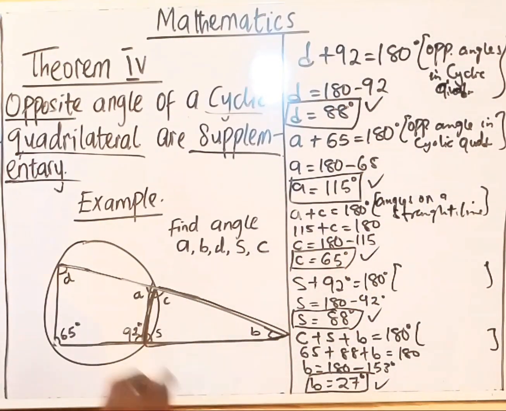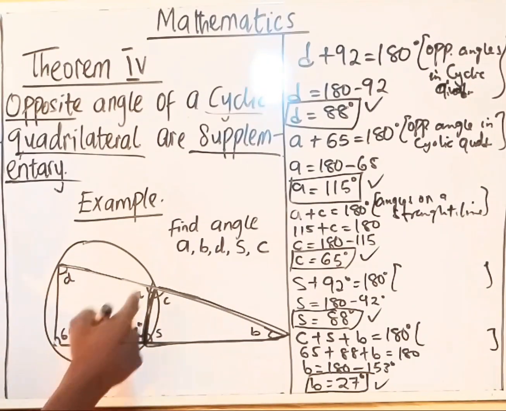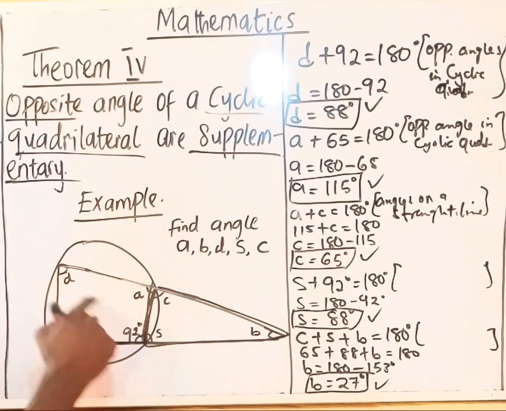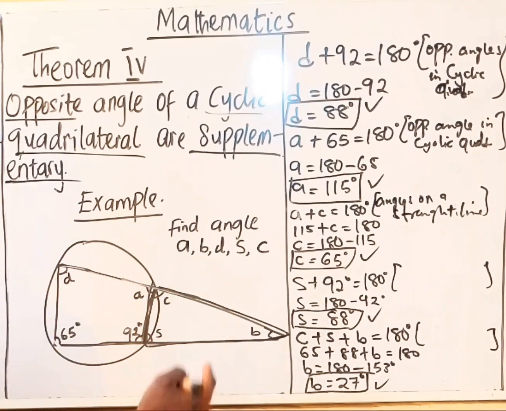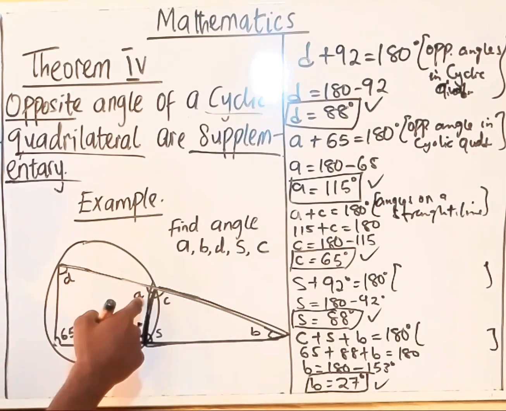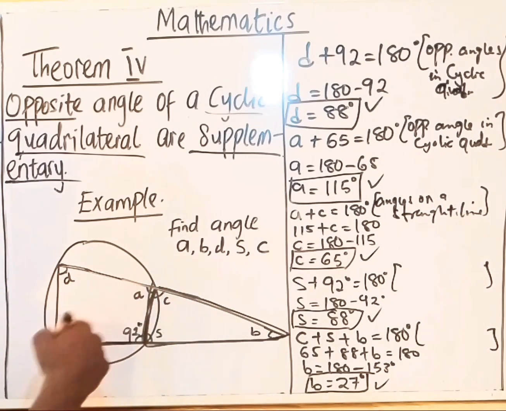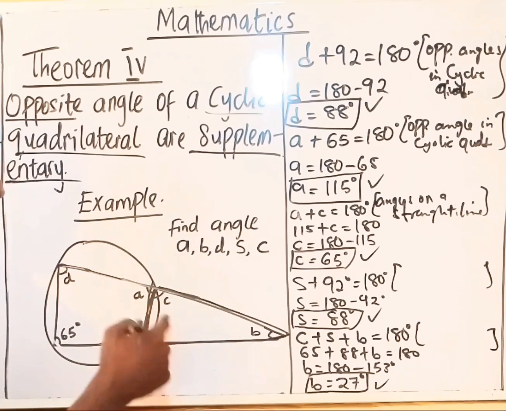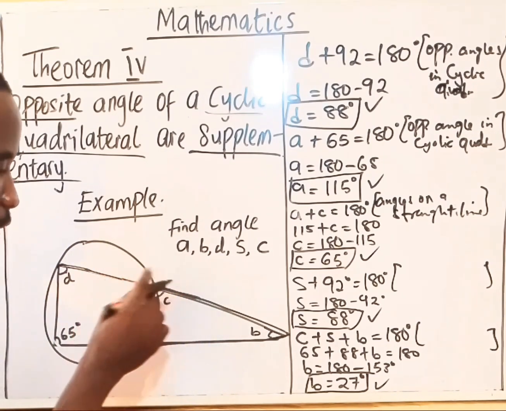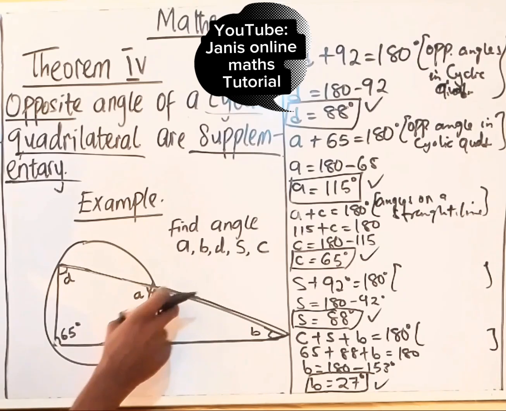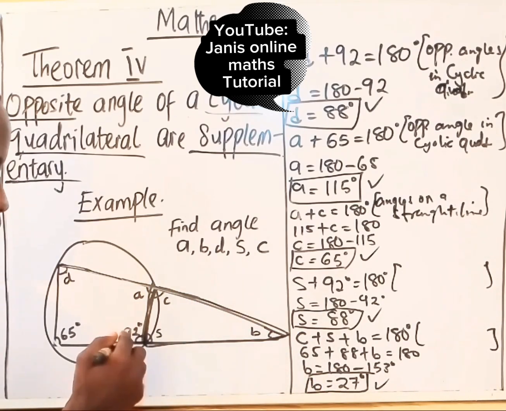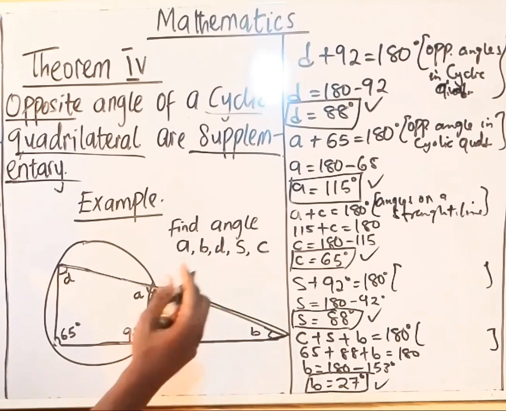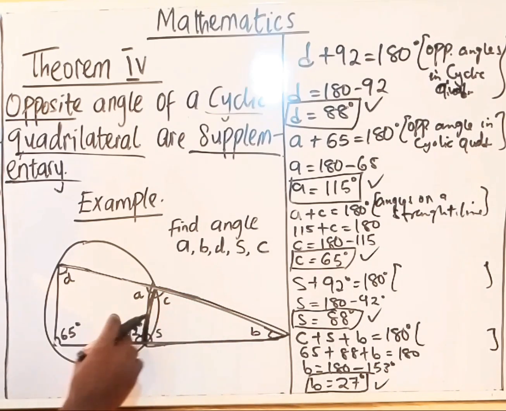Remember what I did? This plus this are supplementary: opposite angles in a cyclic quadrilateral are supplementary. That's how I have my value of d. This plus this equal to 180, another opposite angle in a cyclic quadrilateral supplementary. Then I got my c using angle on a straight line: a plus c on a straight line. To get my value of s, whatever is s plus this on a straight line equal to 180 degrees. That's sum of angles on a straight line.